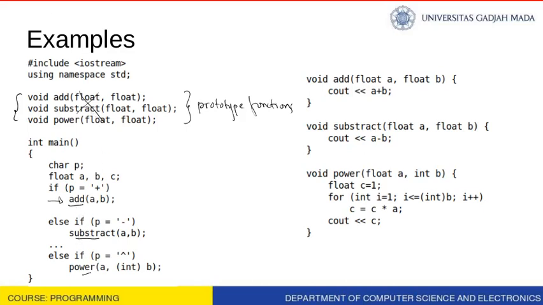However, if you put this prototype function, then you can call this function add, even though up to this line the compiler does not know the detail of the add, but the compiler knows that there is function add and the detail is in here.